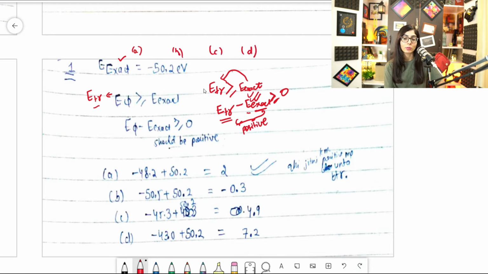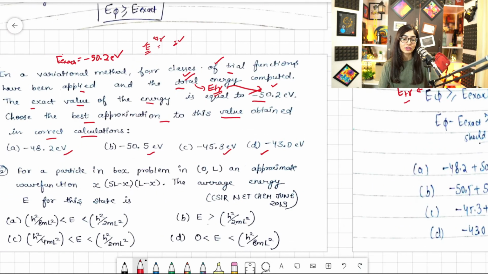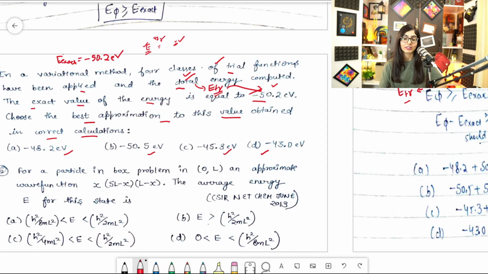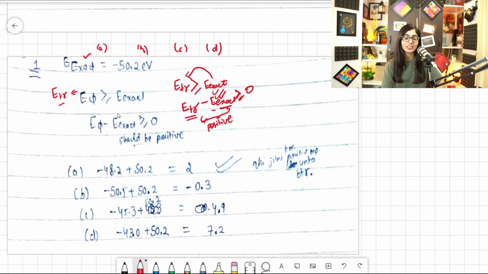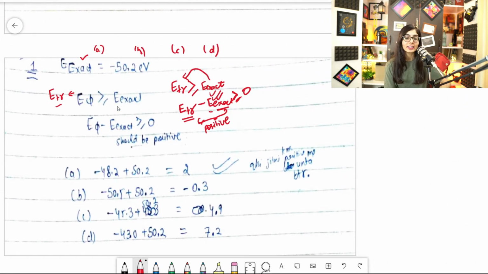Suppose the first option, if you see in the question, is minus 48.2 electron volt. So I'll just take this minus 48.2 electron volt as E trial, supposing that it is the energy of the trial wave function, that is for part A, minus 48.2 electron volt. And E exact is given, that is minus 50.2 electron volt. So I'll subtract E exact from E trial, like this.